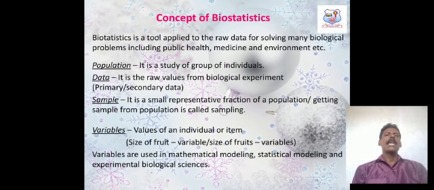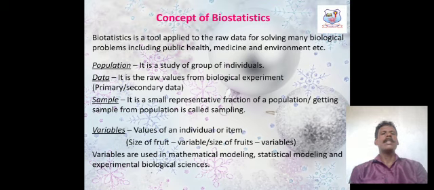Here the sampling from the entire population is suitable for getting that value as data. So here the sample, what does it mean? Sample is nothing but a small fraction of the population. So once you are getting a sample from the population, it is known as sampling. So there are many variables from the individual data collected from the experimentation.